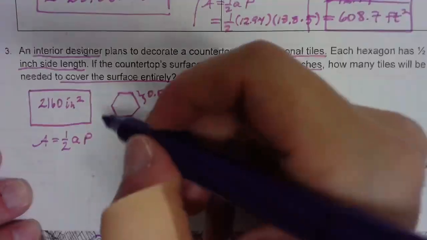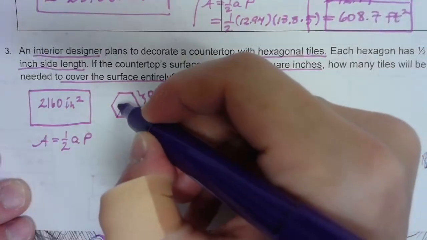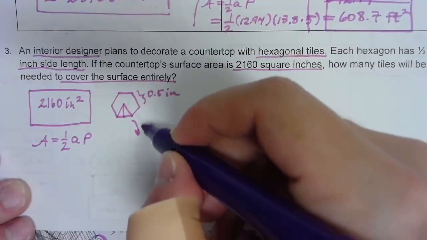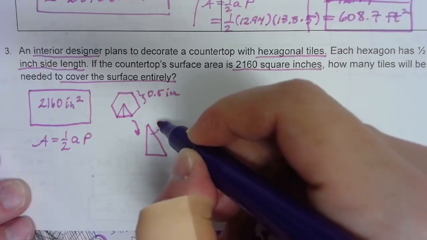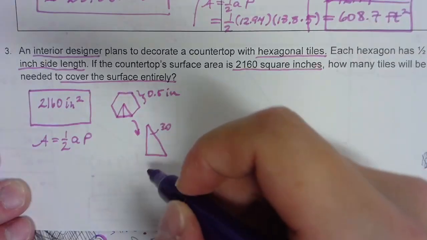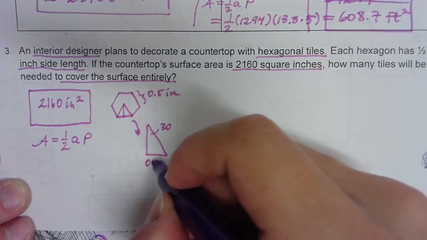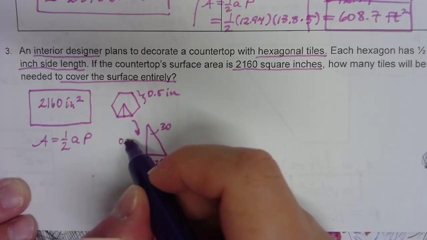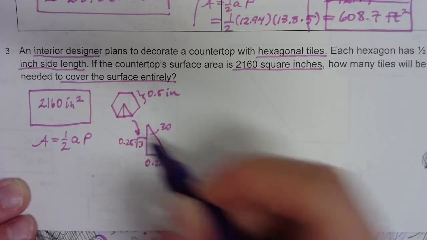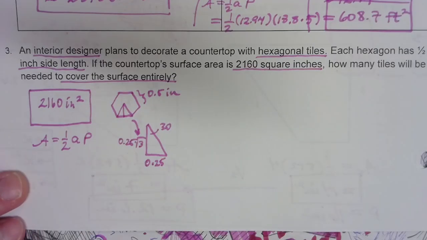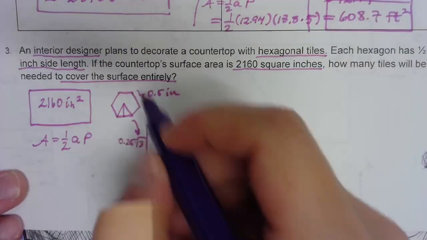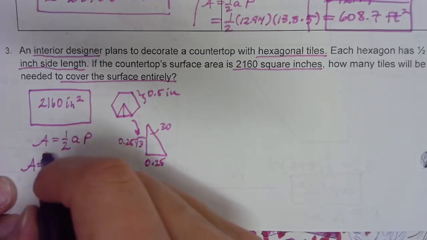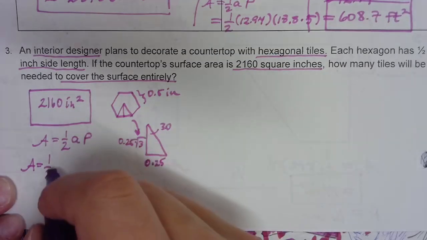So that means this triangle here in the middle, if I was to redraw it, all the same things would happen. This would be 30. The side length would be half of 0.5, which is 0.25 inches. And so the apothem would be 0.25 root 3, or root 3 over 4, if you prefer. And now I can find the perimeter of this shape by doing the following. Or the area of the shape, I should say.